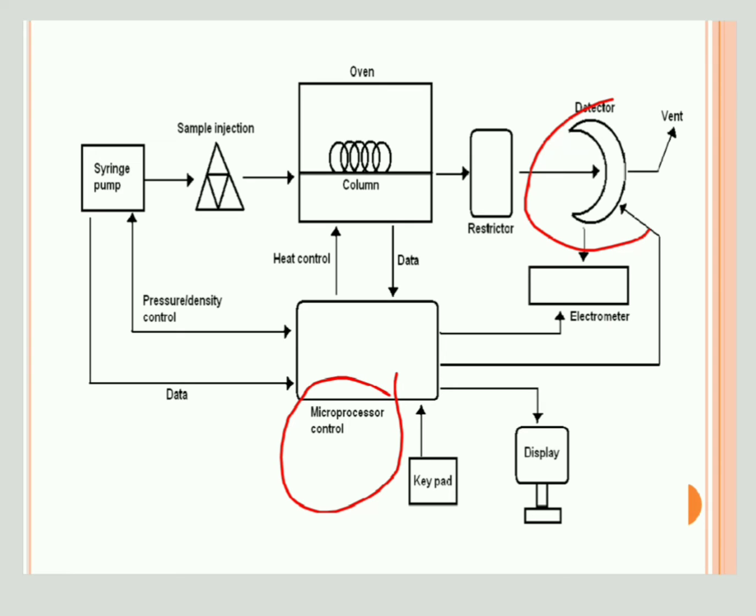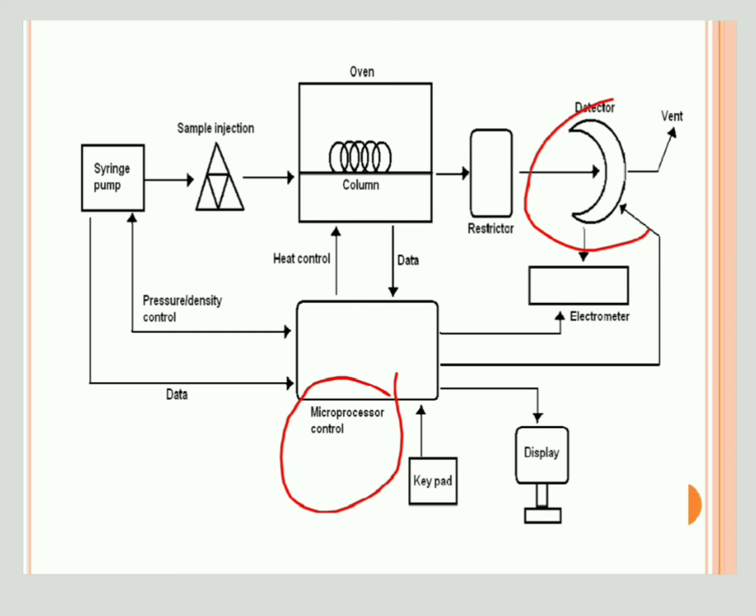The column is inside the oven, then the sample is injected through the syringe pump. Then the restrictor will restrict what is not allowed to be detected, then the detector will detect, then the microprocessor control is there for the proper functioning of the system. Then the display board is there, where you can see the peaks.